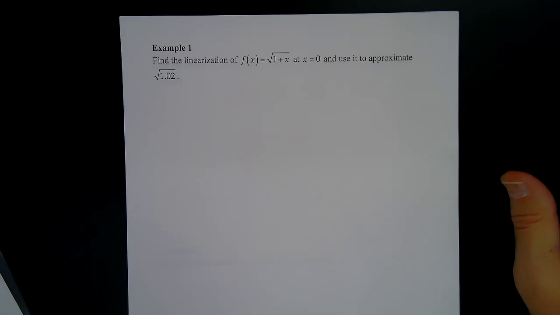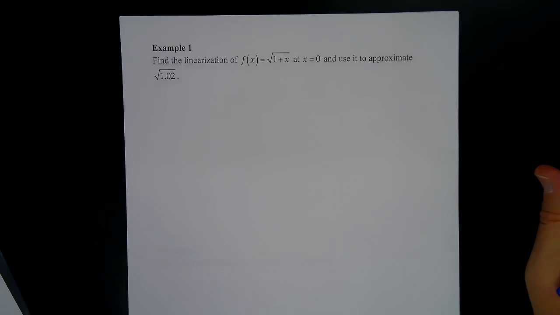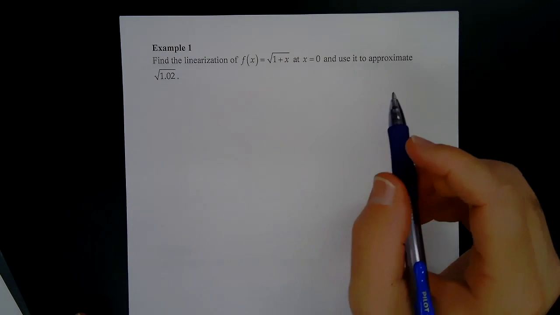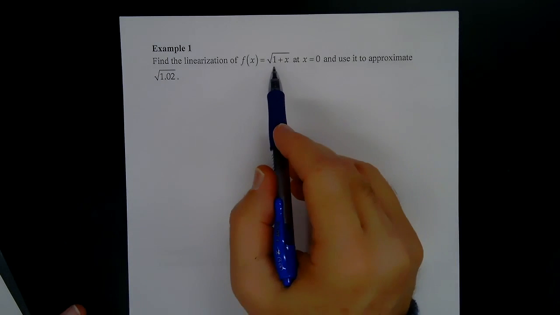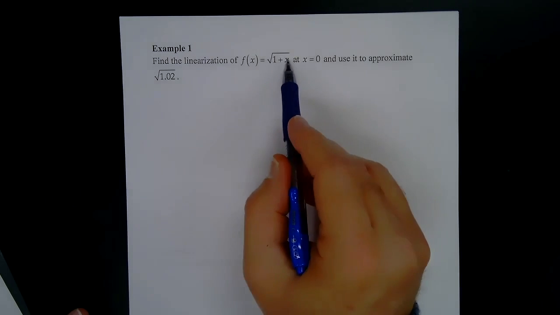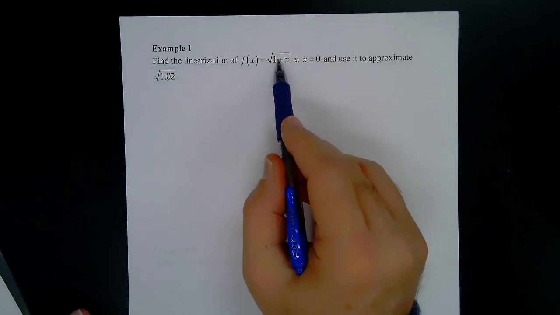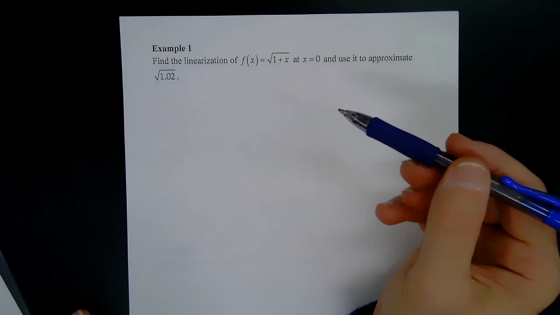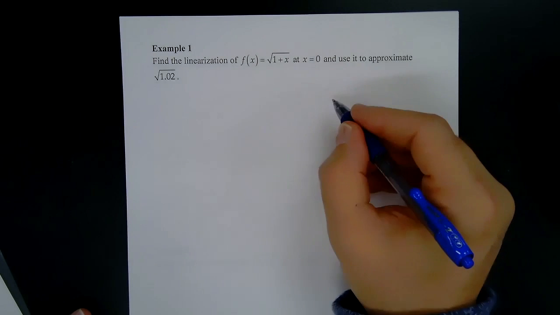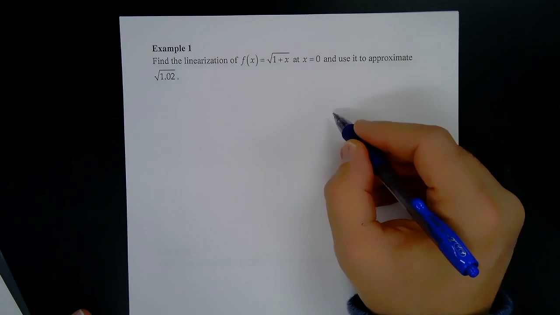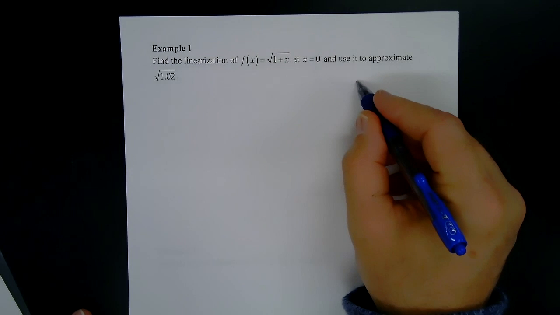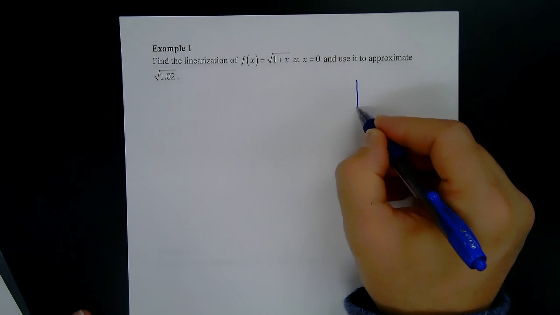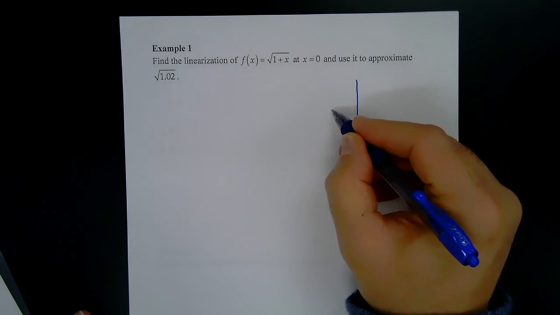And then we want to use it to approximate the square root of 1.02. So what we're going to do, this is the square root function. And usually if we rearrange this from last year, the square root of x plus 1, that would cause it to shift to the left 1, right? It usually starts at 0, 0, so it's going to start at negative 1, 0. So I'm going to draw a quick little sketch so you understand what we're doing.